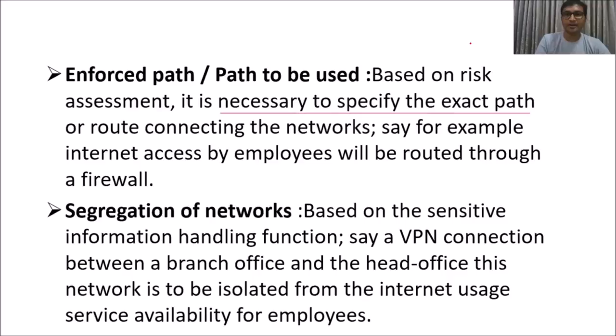Based on risk assessment, it is necessary to specify the exact path or route connecting to the network. For example, internet access by all employees should be routed through the firewall. So all employees should not use different routes. They should all use a single route, and that route should be monitored by the firewall. Now, what is firewall? After two or three topics, you will get the definition of firewall. Don't worry, I will explain that time. Next, segregation of networks.